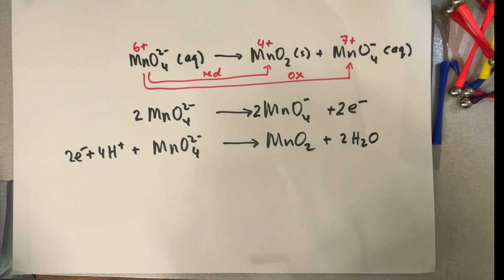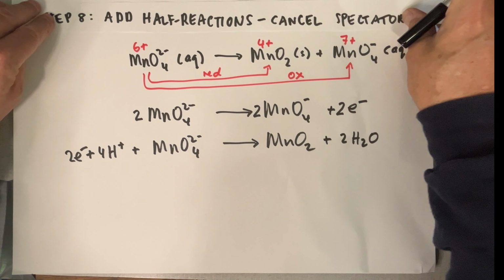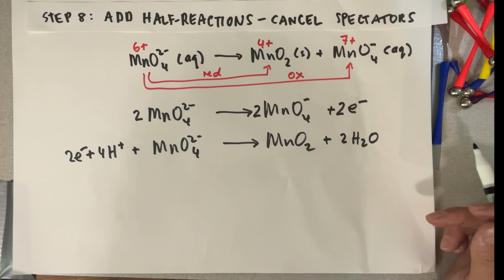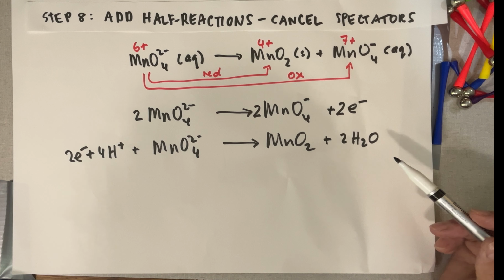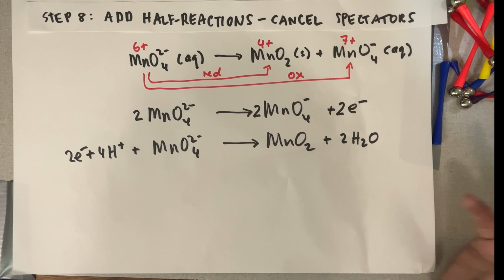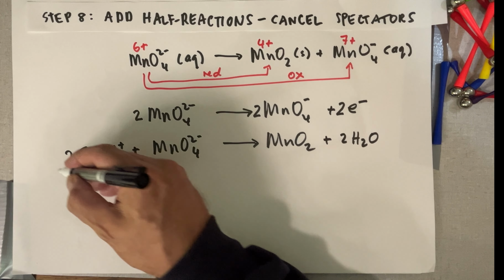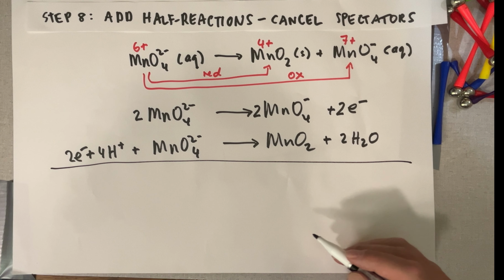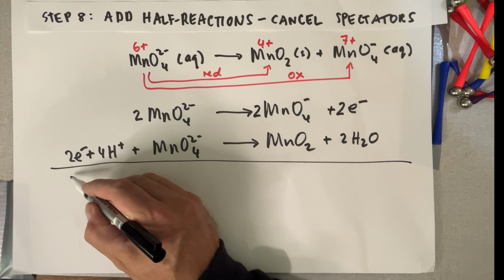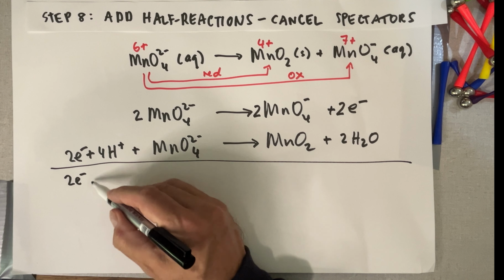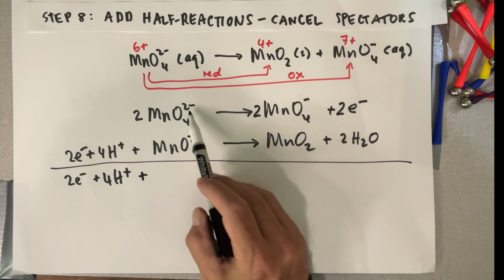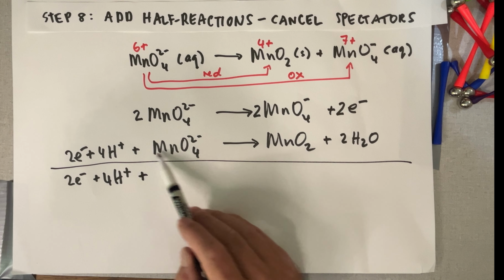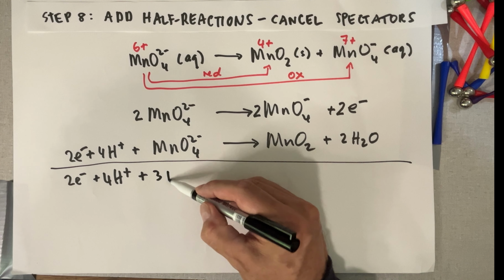Right, then for the last step, as it pertains to balancing the reaction in an acidic media, is that you add the half reactions and you cancel what I call the spectator species. That is simply species that can be cancelled on both sides. So if you add them, you have 2 electrons plus 4 H plus, you have 2 manganates here and 1 here. So together you have 3.